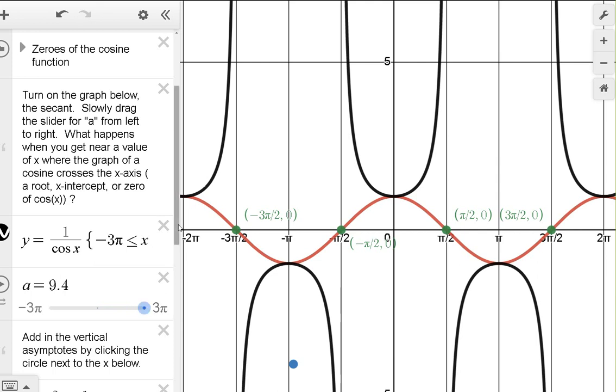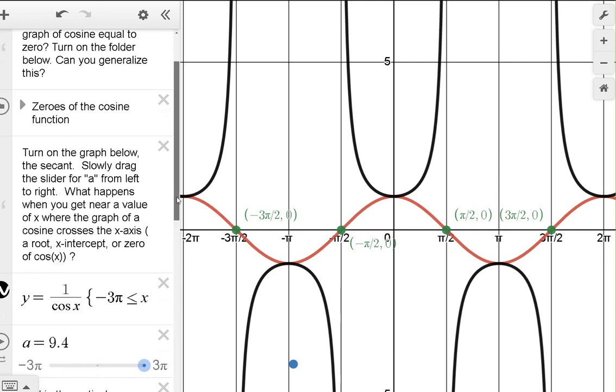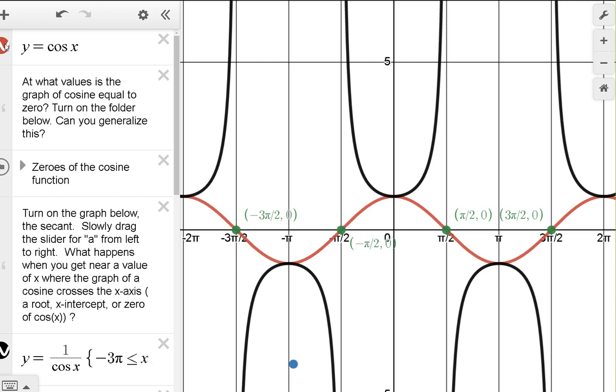Now, if you want to get rid of the cosine graph, that's fine. We can do that. We can shut that off. What's left here is your graph of the secant. So, nice, nice.